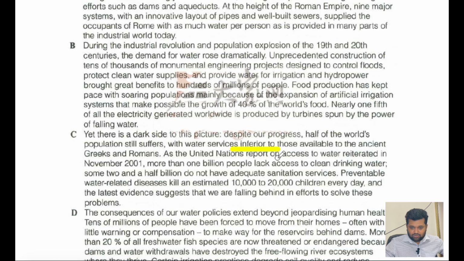As the United Nations report on access to water reiterated in November 2001, more than 1 billion people lack access to clean drinking water. Some 2.5 billion don't have adequate sanitation services. Preventable water-related diseases kill an estimated 10,000 to 20,000 children every day, and the latest evidence suggests that we are falling behind in efforts to solve these problems. So here we find a lot of problems created for water supply. So we go to the headlines and see what is going on.